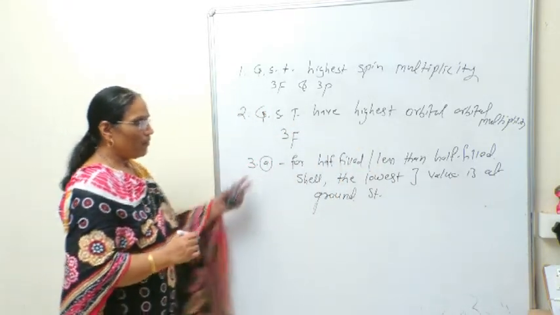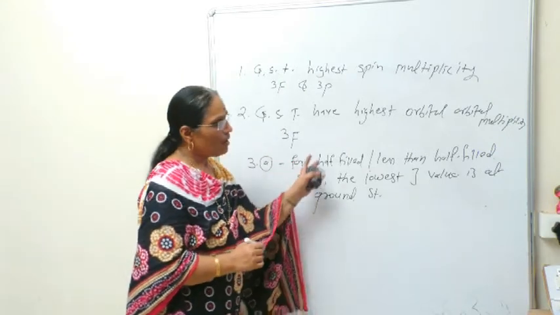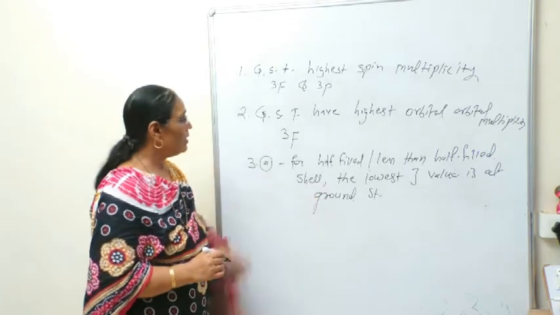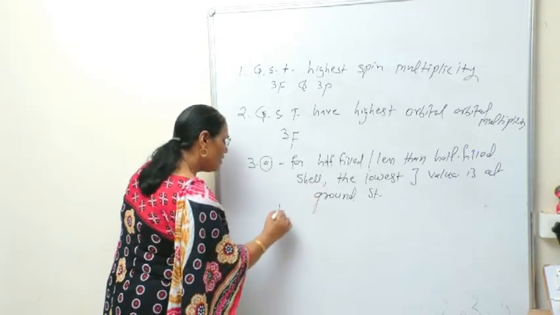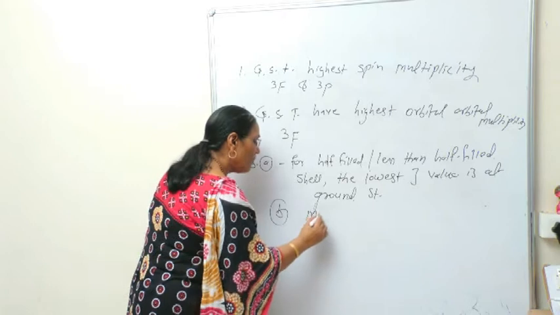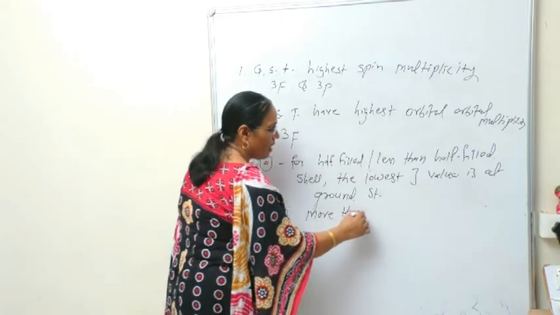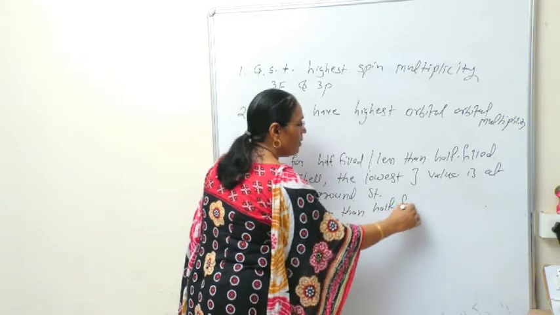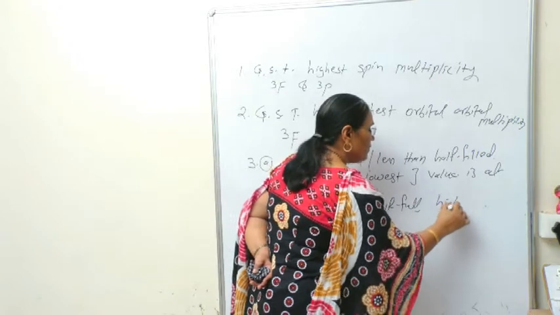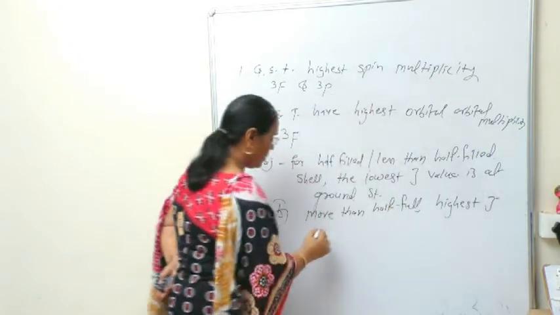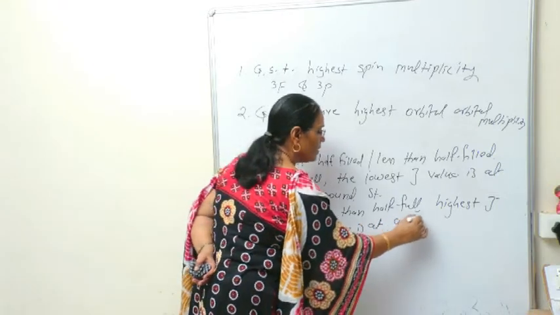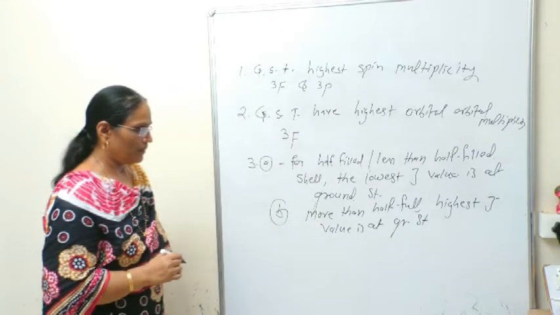That is, when the given configuration is half full or less than half full, then the lowest J value is at the ground level. And the second rule is that for the configuration which is more than half full shell or energy level, the highest J value is at ground state, that is at lowest energy.